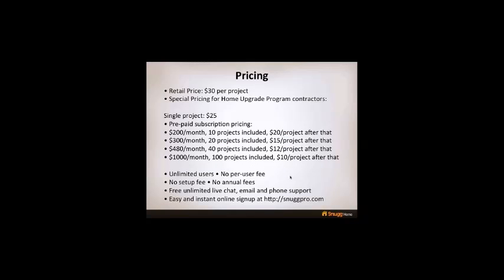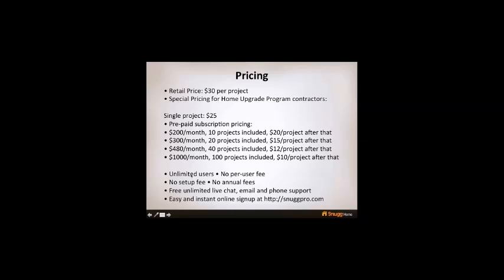So pricing, I think there was a question for that. This is the layout of the pricing. It's basically a per job deal. So we know you're going to save a ton of money every time you use our software compared to building the proposals that you were doing before. So we're pricing this on a per job basis, and the default retail price is $30 per house. The special pricing that we have for the home upgrade program is $25 for a single project, but we do have subscription pricing. So if you do a lot of jobs per month, there are all different tiers for that pricing.